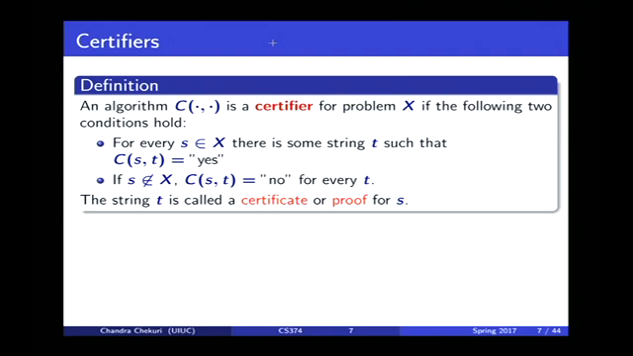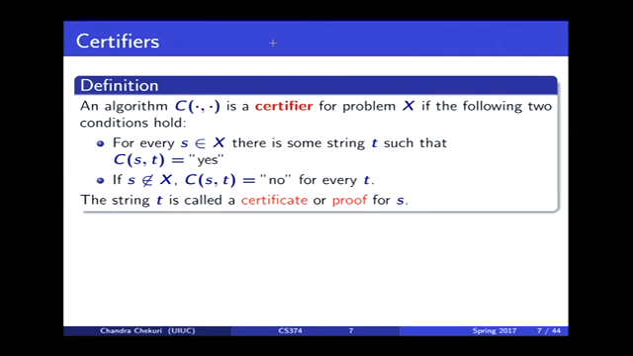Which makes sense, right? If the puzzle doesn't have a solution, at the minimum we want the verifier to have the property that it shouldn't get fooled if you give it some random thing and say, oh yes, see, this is a solution. So that's what a verifier is, right?